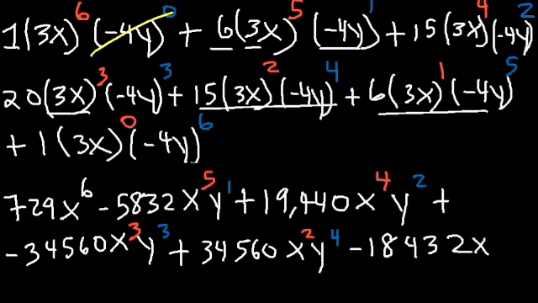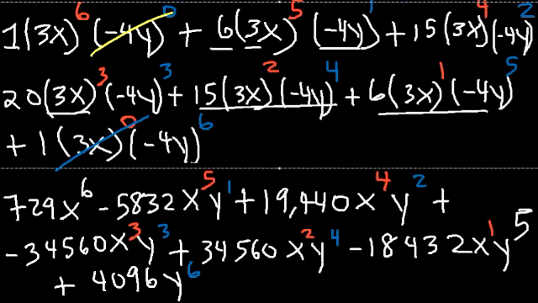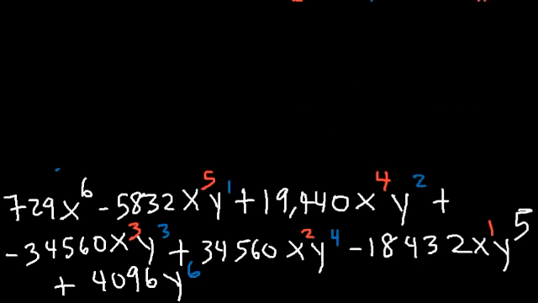And finally, the last one, 4 to the 6th power is 4,096. So it's going to be positive 4,096 y to the 6th power. 3x to the 0 is 1. Now, our goal is to find the 4th term. So this is the 1st term, this is the 2nd, this is the 3rd, and here is the 4th term.